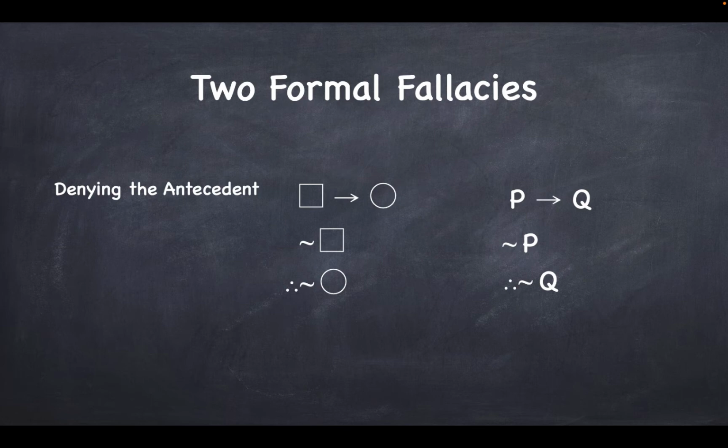And while that's tempting, it's a fallacious form of reasoning, because all we know is that box is sufficient for circle, but there might very well be other things that are sufficient for circle. Maybe triangle is sufficient for circle too. And so if you know that box isn't around, maybe circle isn't around, but maybe triangle's around, and so circle is too.